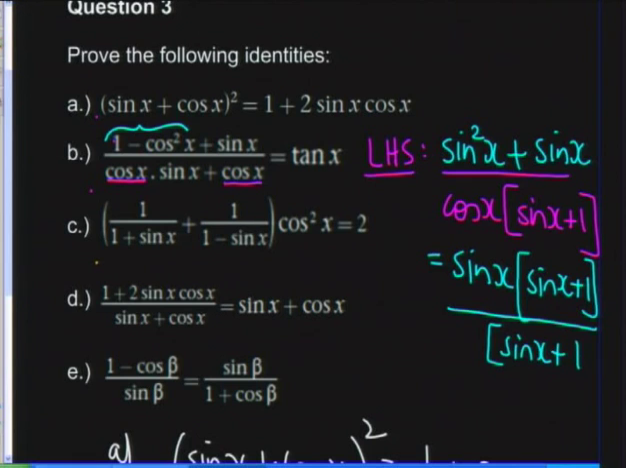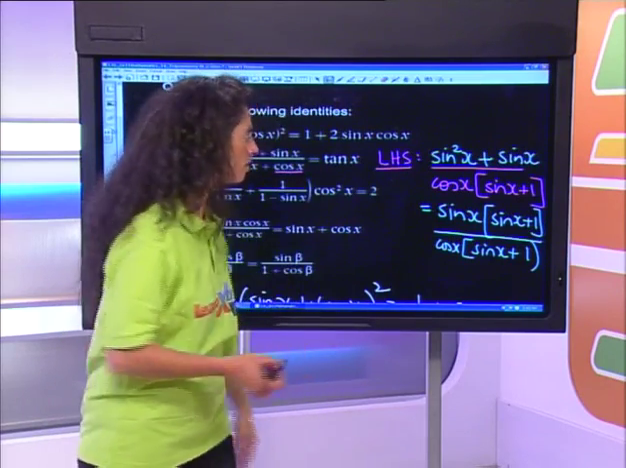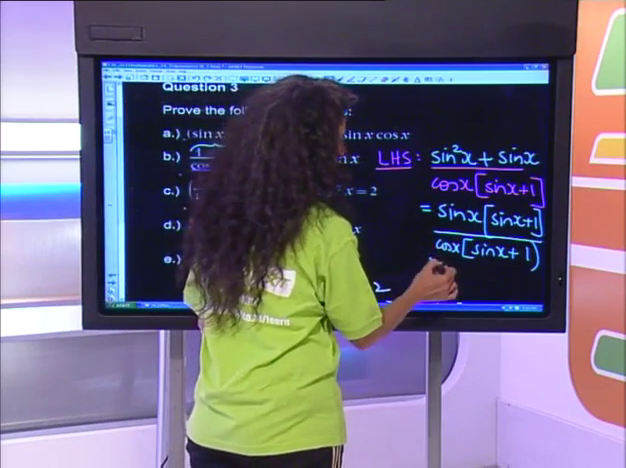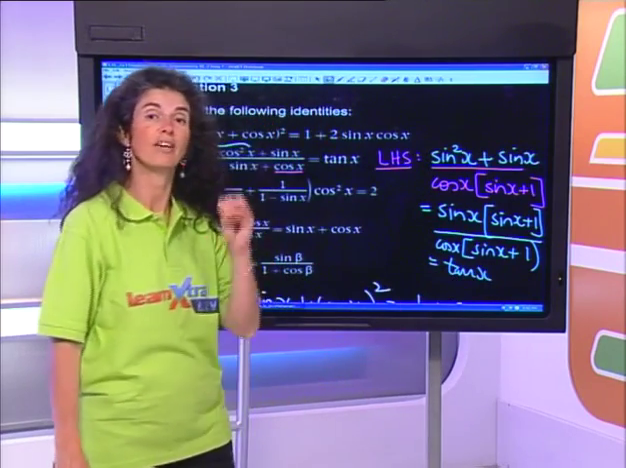Now I can divide, I can say that goes into that, and so I'm left with a sine x over a cos x. Remember our quotient identity? That tan is sine over cos, so we can now say that that's exactly the same thing as tan x. So identities are about algebra.